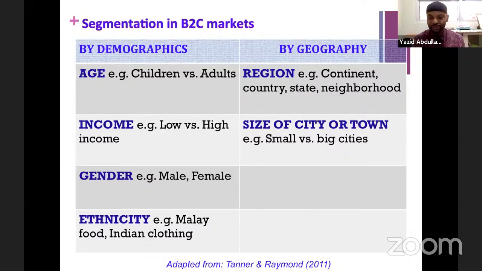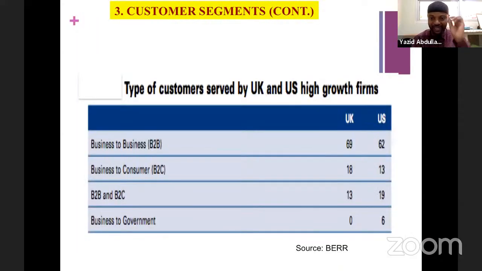Is it B2B or B2C? And based on that study, what they found out is the vast majority of high growth startups in the UK, in United Kingdom, are B2B businesses. And in the US, also, very similar pattern.